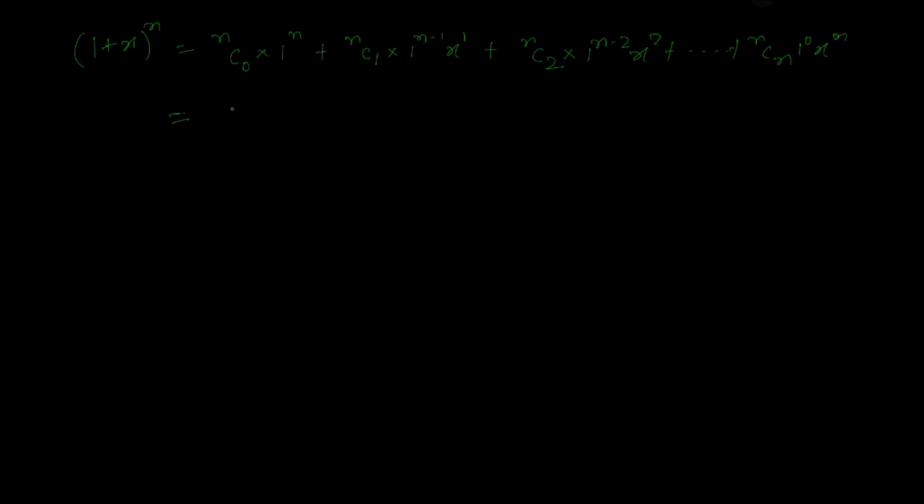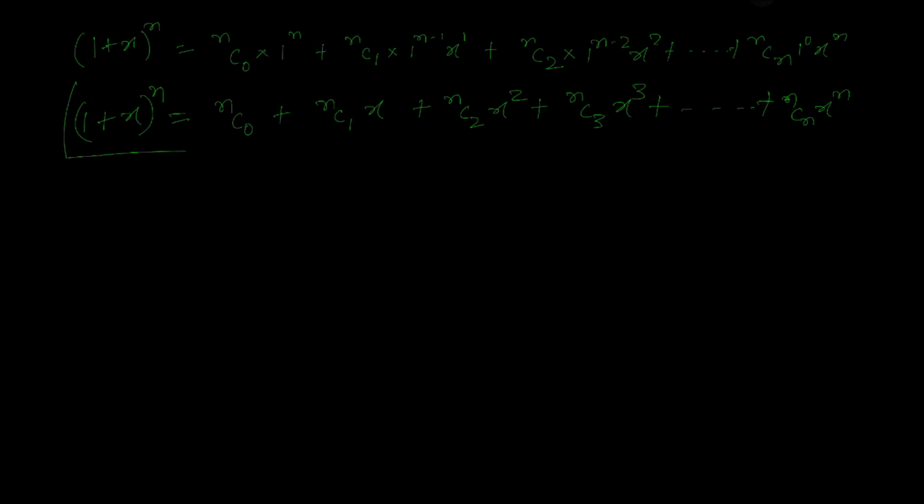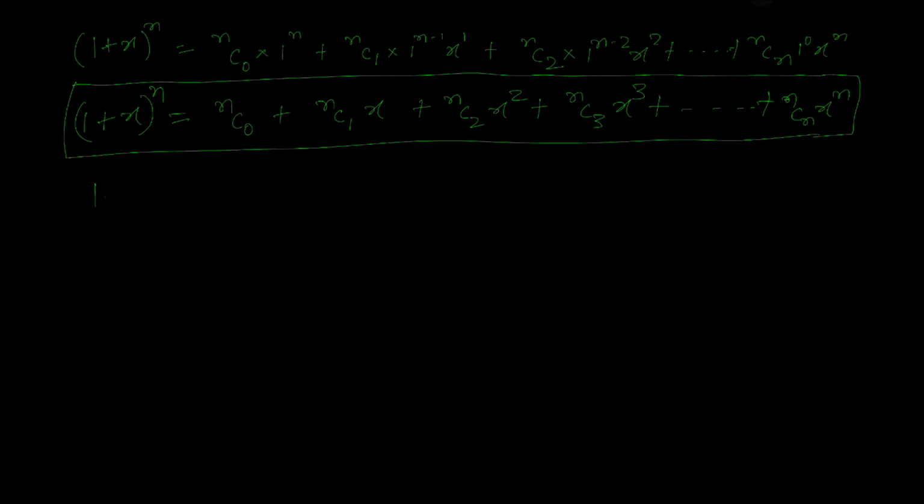Can I simplify and say it is nC0 plus nC1 x plus nC2 x square, and I'm sure this you would have seen many times, x cube plus up to nCn x to the power n. This is (1 plus x) to the power n. Here I'll again introduce the minus sign. If I have (1 minus x) to the power n, what will happen? Instead of x, wherever you see x, put minus x.